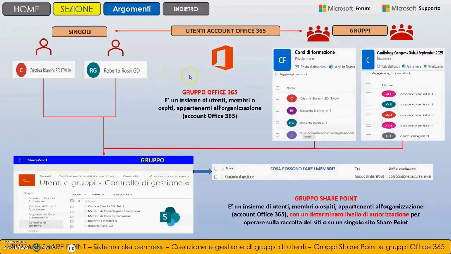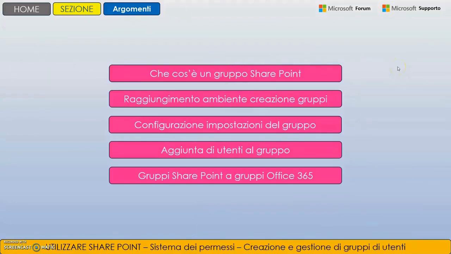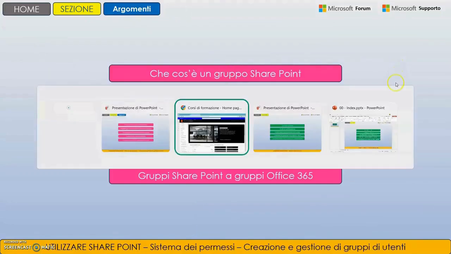Finally, we will examine the distinction between the Office 365 group, which is a group of users belonging to the organization, and the SharePoint group, which is a group of users belonging to the organization with a specific level of permission, where there can be various individuals and multiple Office 365 groups.